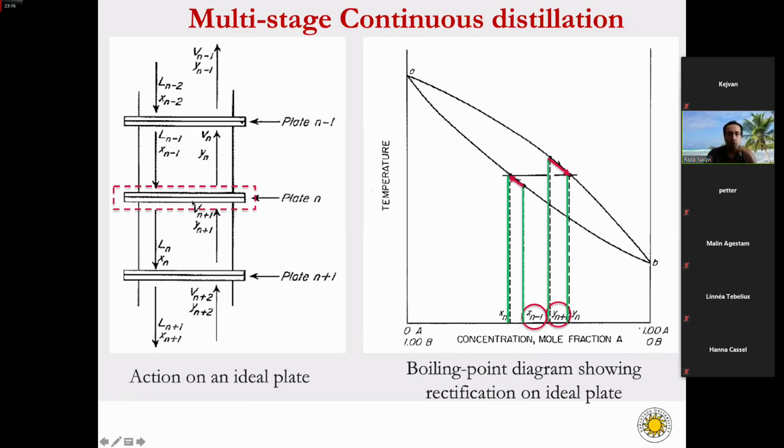But for an ideal stage, for an ideal plate, it is important that the streams which are leaving a particular stage or plate should be in equilibrium. So it means Vn will be in equilibrium with Ln. The mole fraction of the more volatile component in the vapor phase will be in equilibrium with the mole fraction in the liquid phase. So the leaving streams for an ideal stage will be in equilibrium, but the streams which are entering a particular stage or plate should not be in equilibrium so that we can have a mass transfer.